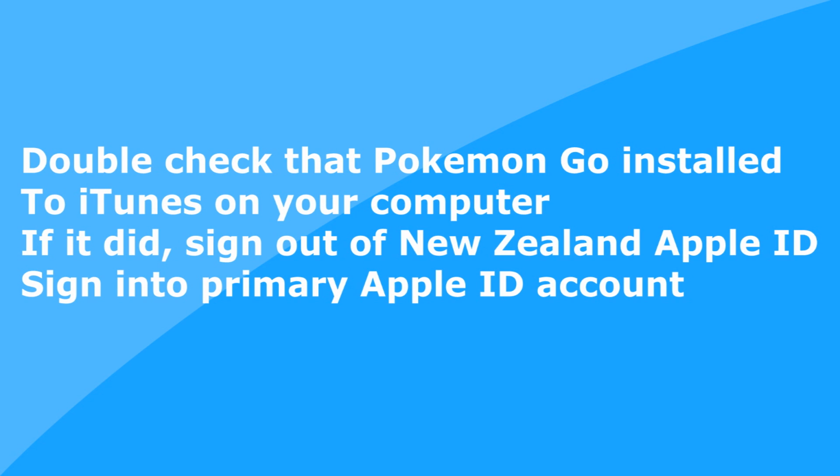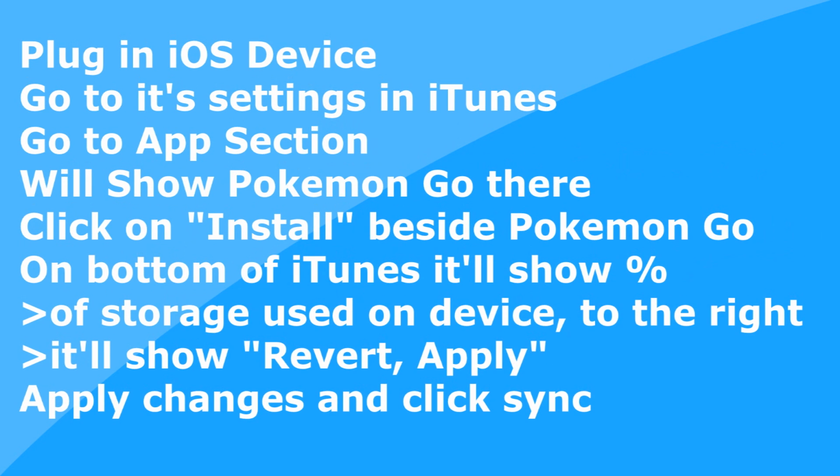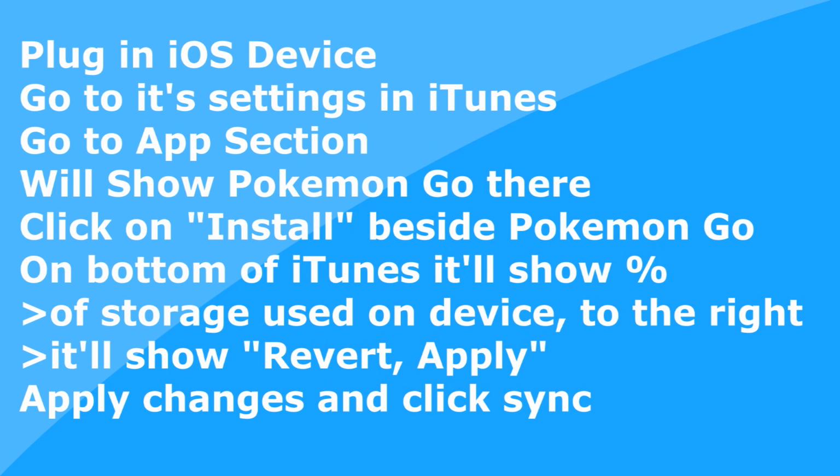And after Pokemon Go downloads on iTunes on your computer, you plug in your phone or iPod or whatever to your computer with the USB cable, the lightning cable, and then you just sign out of your New Zealand iTunes account and then sign back into your normal account. And then you go to where your apps are, then you click My Apps, and it'll show all of the apps that are downloaded on your computer. And then you just click Install on Pokemon Go, and then it'll install it to your Apple device after you hit apply and then hit sync on the bottom corner. And then after you do that, Pokemon Go will show up on your device.